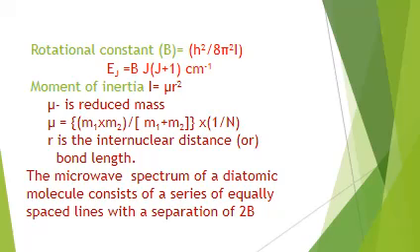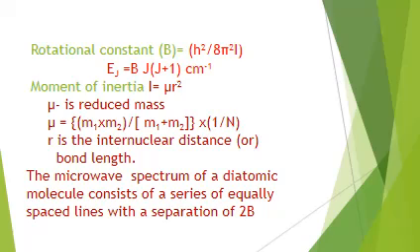Using this equation we can calculate the internuclear distance in the molecule. μ is the reduced mass, and this value μ equal to m1 m2 divided by m1 plus m2. r is the internuclear distance or bond length.